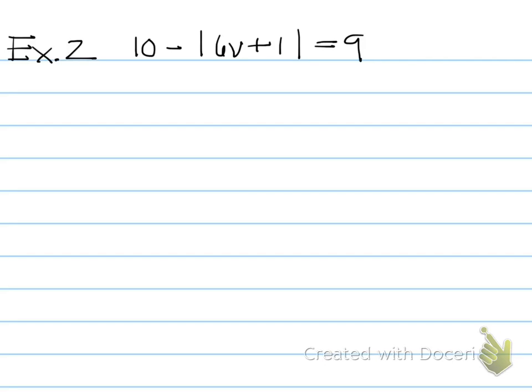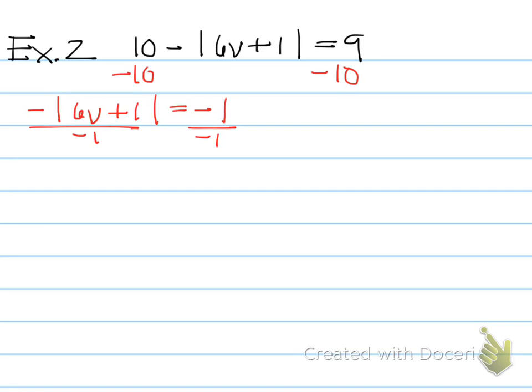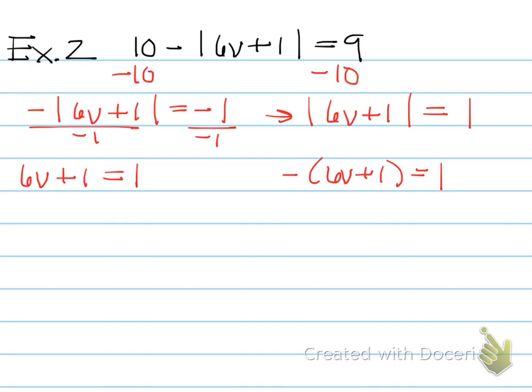Next example, again, we want to isolate the absolute value bars by subtracting 10 from both sides. That'll give us negative absolute value of 6v plus 1 equals negative 1. And then we want to divide both sides by negative 1 because we want positive absolute value bars. So that'll give us the absolute value of 6v plus 1 equals positive 1. Then I'm going to write out the two equations. One equation should have a positive quantity inside the absolute value bars, and the other one should have a negative quantity.